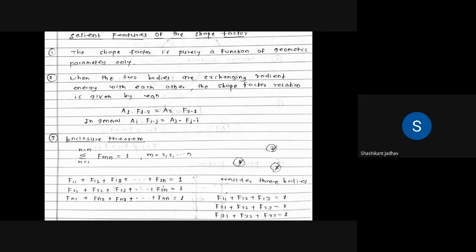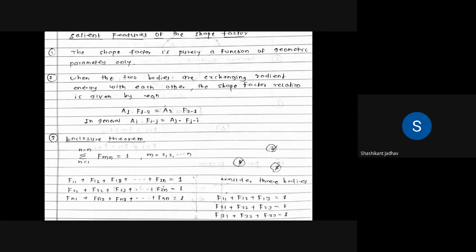So how to write that equation for that? That is F11 plus F12 plus F13 plus dash dash dash plus F1n is equal to 1. Similarly from 2 to other bodies, similarly from nth to other bodies, we have written the equation. Okay, so all of you write down the equation.